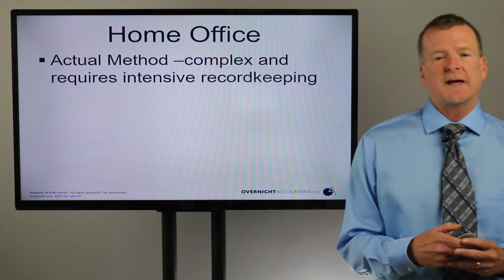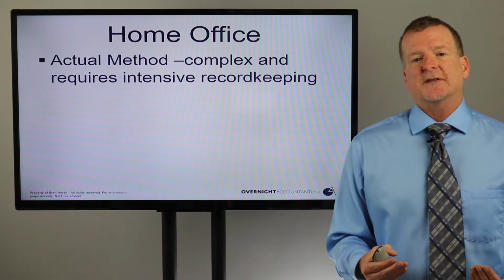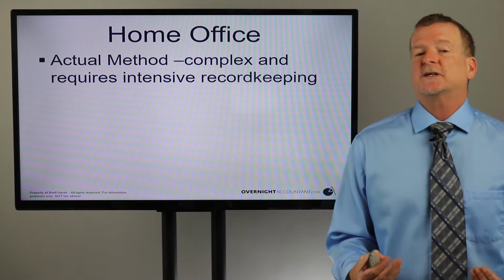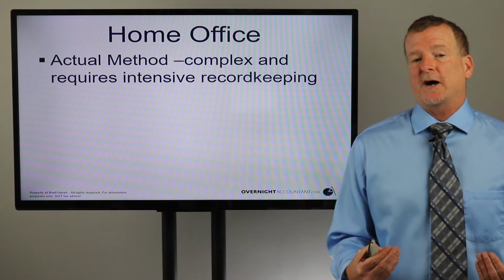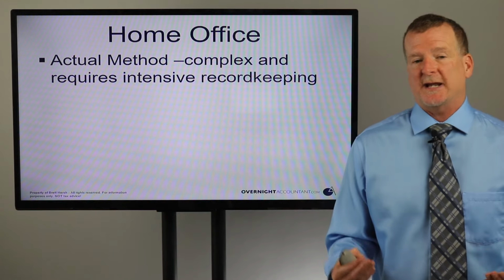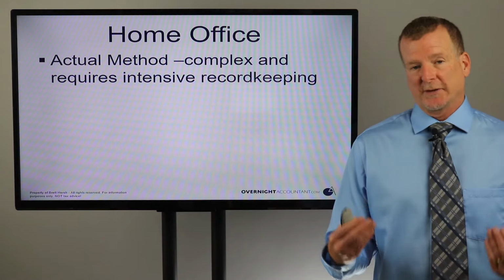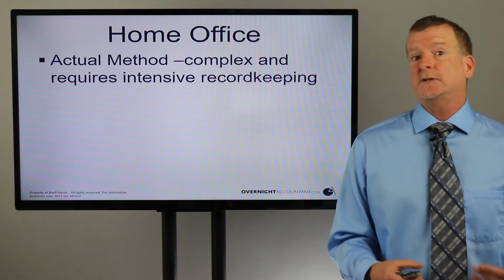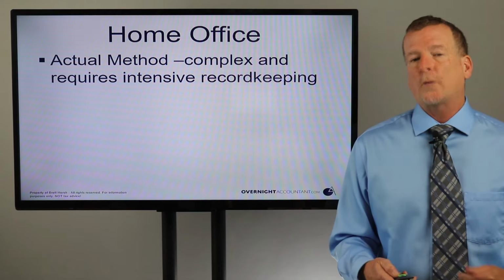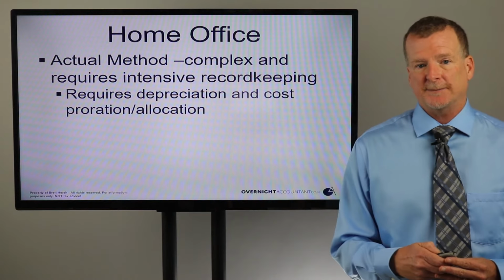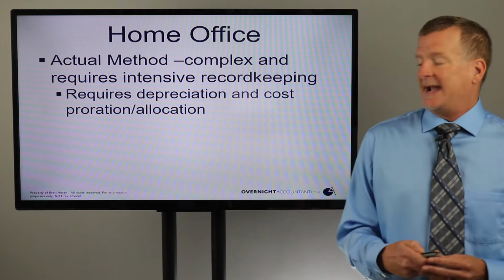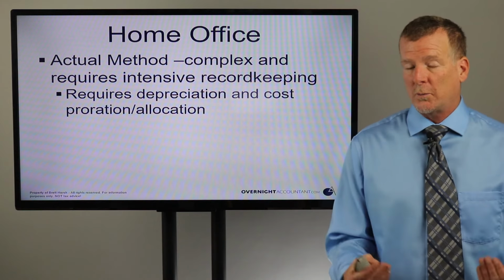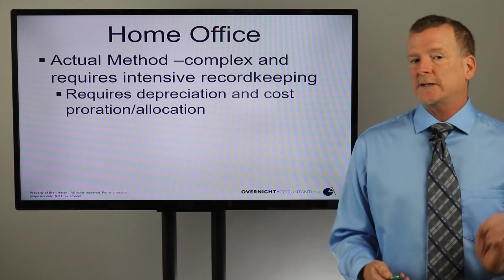Now, the actual cost method is a lot more complex than the simplified method, which is one of the reasons the IRS created the simplified method a few years ago, to cut down that complexity. And they also found that when they audited somebody with the home office deduction, they were just tearing them up if they were taking actual cost methods, because they really don't understand the rules that we're going to teach in this course. It does require intensive record keeping, because basically you need to prove all the expenses related to your home and your home office if they're part of the deduction. It requires depreciation and a cost proration allocation of that depreciation based on the square footage of the home. We'll discuss that in the actual cost method, and it can be quite complex.